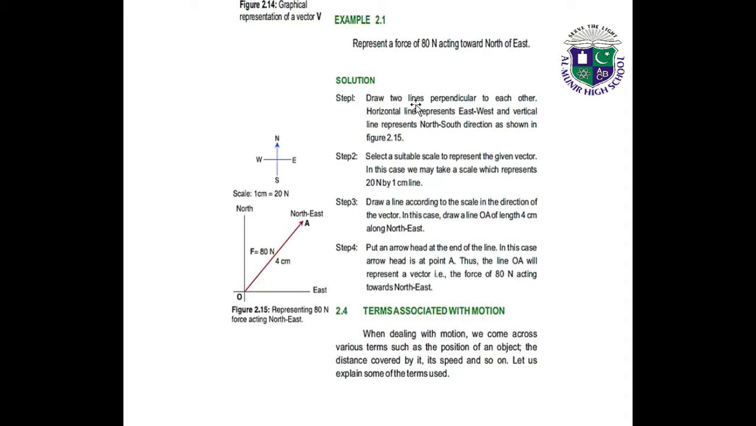Step 1, draw two lines perpendicular to each other. Step 2, select a suitable scale to represent the given vector. Step 3, draw a line according to the scale in the direction of the vector. In this case, draw a line OA of length 4 cm along northeast. Step 4, put an arrowhead at the end of the line. In this case, the arrowhead is at point A, thus the line OA will represent a vector, the force of 80 Newton acting towards northeast.